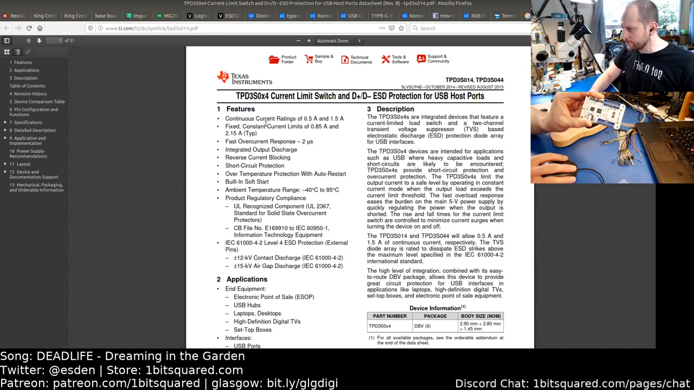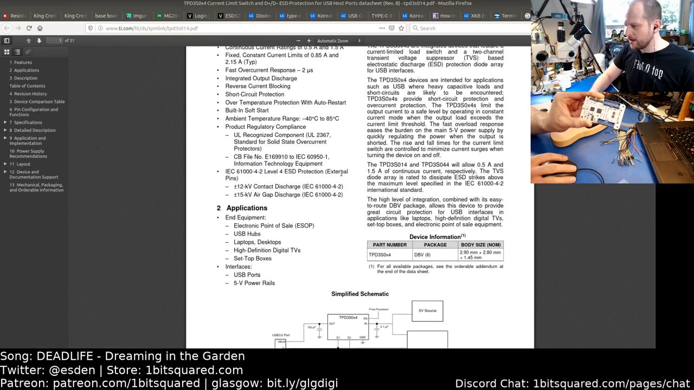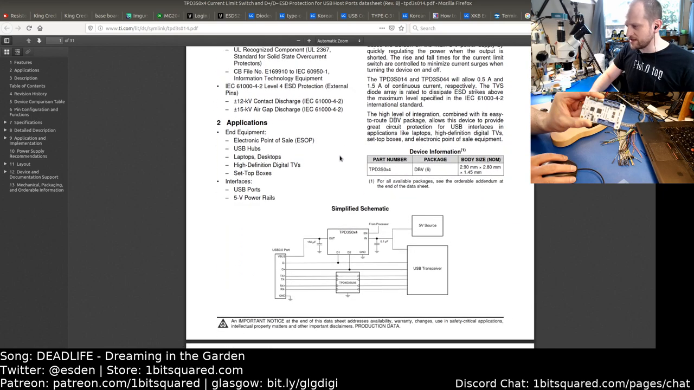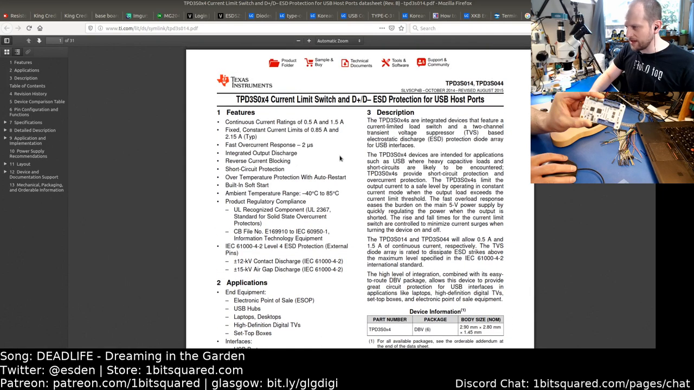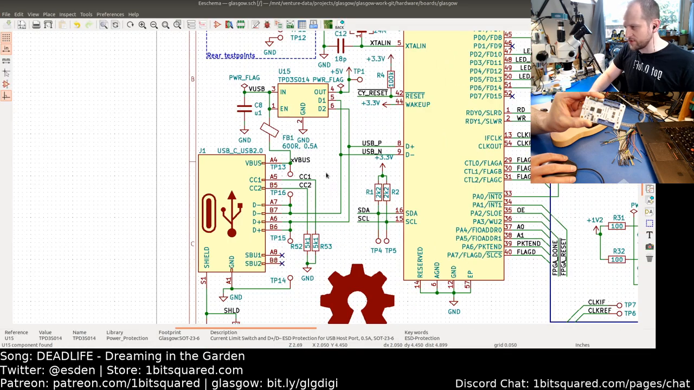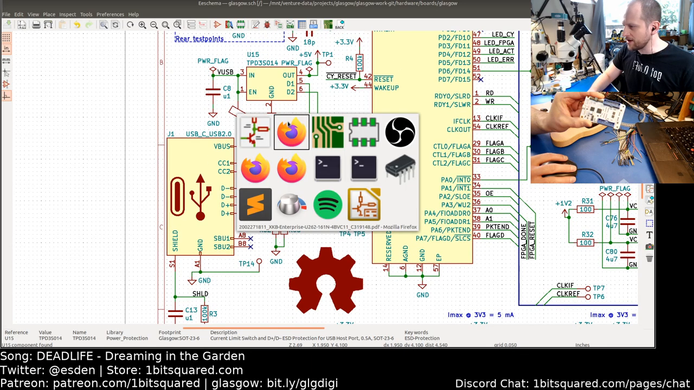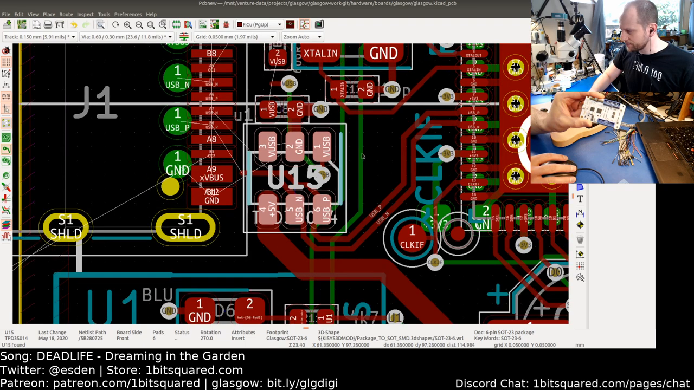So, continuous current rating 0.5 and 1.5 amps depending on which part you choose. So you will not really short this thing. It will current limit to 500 milliamps no matter what you do. So that's fairly cool. I've never used that part before, so I didn't even know that it existed. But this is cool that it exists. I might use it on more designs in the future.